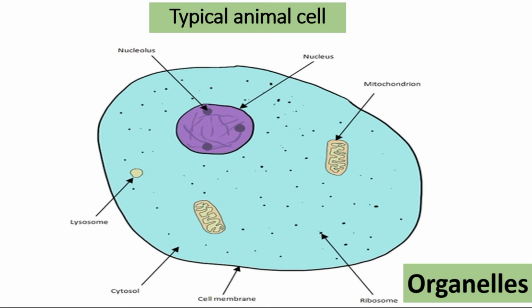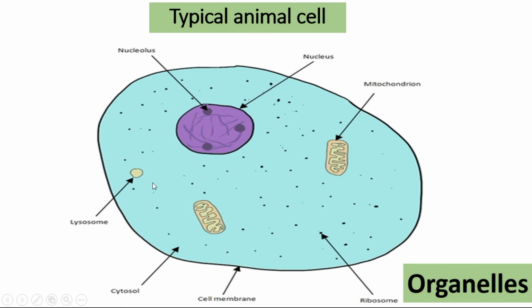Within the cytoplasm, we have a very large and distinct feature that is called the nucleus. And inside of the nucleus, we have the nucleolus. The cytoplasm also contains rod-like structures that are called mitochondria. There are small organelles within the animal cell that are called ribosomes, and some larger ones that are called lysosomes.